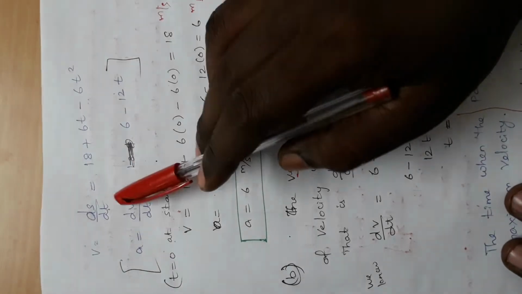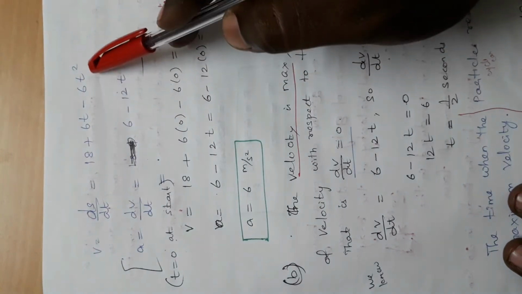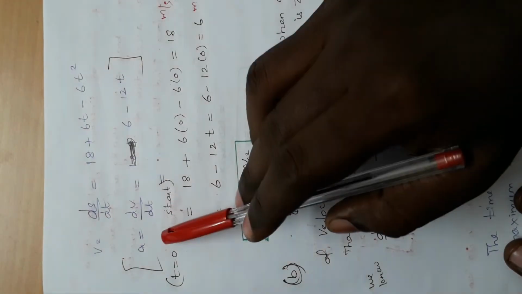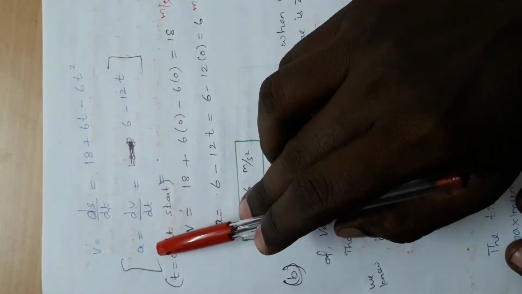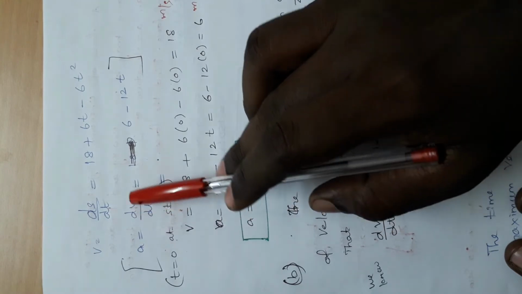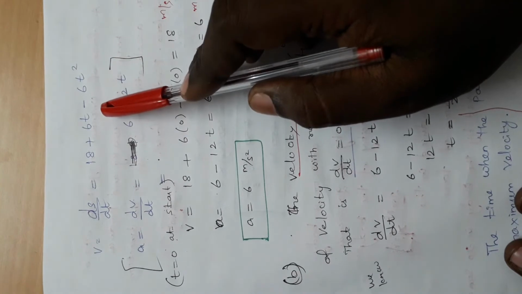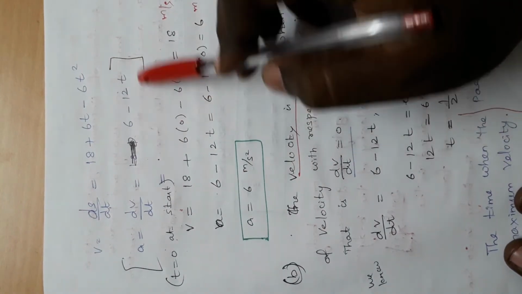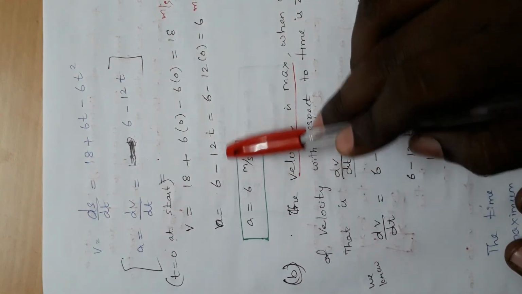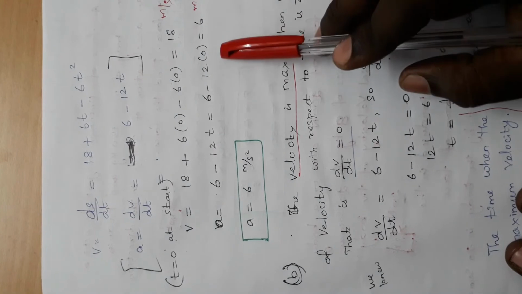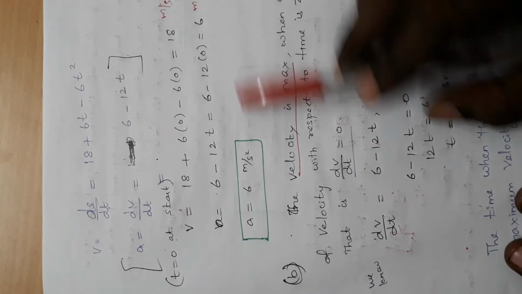Next we have to find the acceleration. Velocity is equal to distance by time, we know that. Now we differentiate the velocity formula again to get the acceleration. Acceleration is equal to velocity by time. Now 18 + 6t − 6t² becomes 6 − 12t. So velocity at the start is 18 meters per second, and acceleration is 6 − 12t. Substituting 0 in place of t, we get 6 meters per second squared.